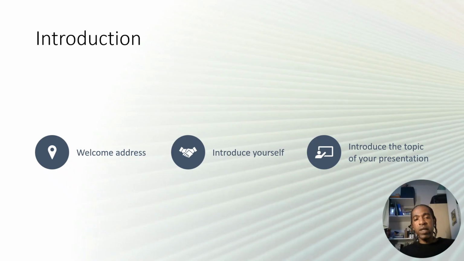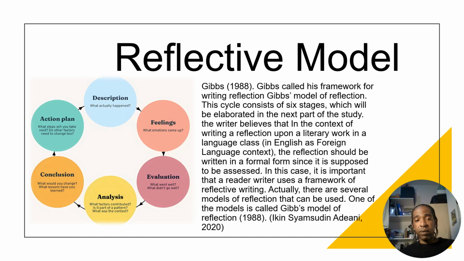For the welcome address, I will introduce myself and introduce the topic of the presentation. Main body. Reflective model, Gibbs 1988. Gibbs called its framework for writing reflection the Gibbs model of reflection. This cycle consists of 6 stages, which will be elaborated in the next part of the study.